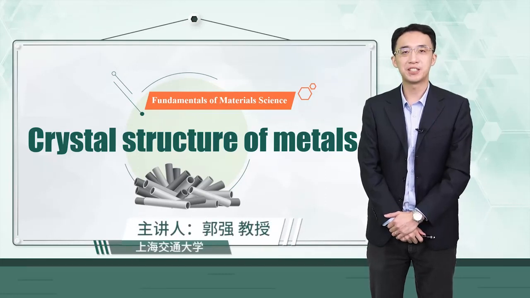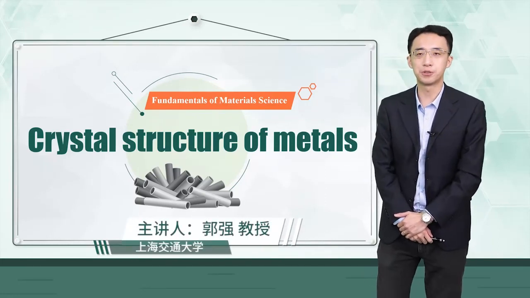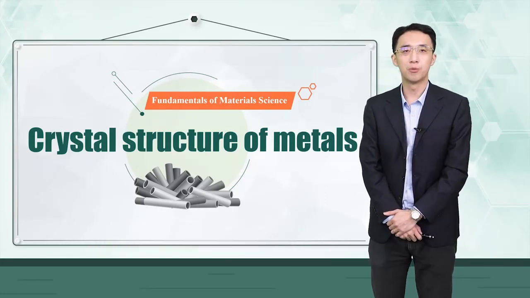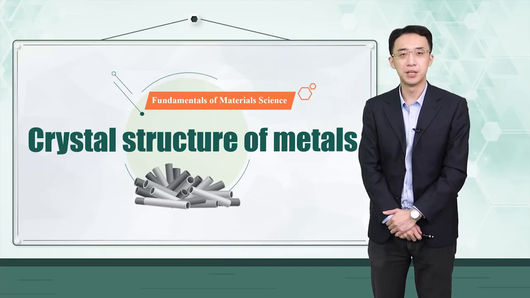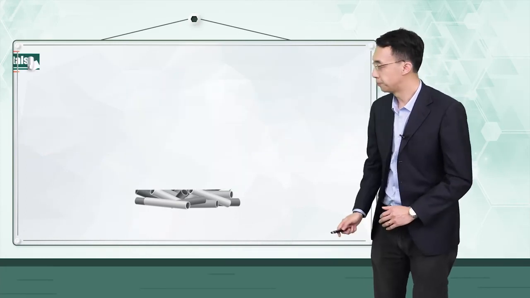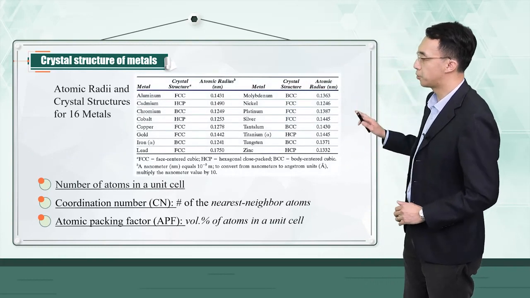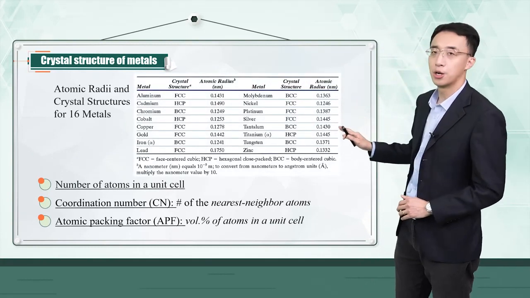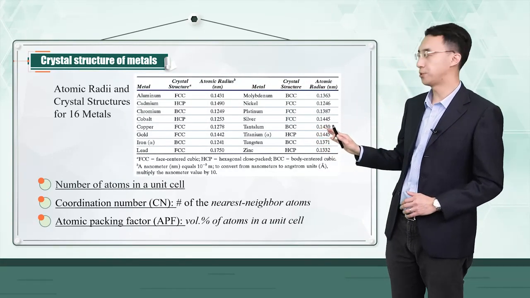Students, from today's lecture, we are going to talk about the crystal structure of real materials. And we'll start from the most simple case, the crystal structure of metals. This table shows the crystal structure of some 16 typical metals.